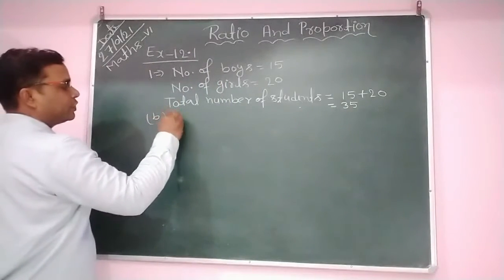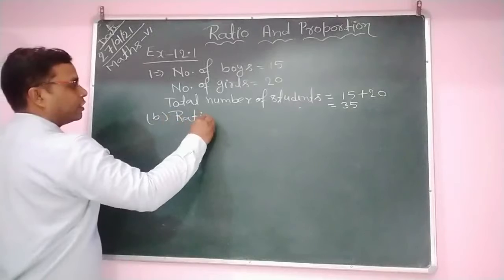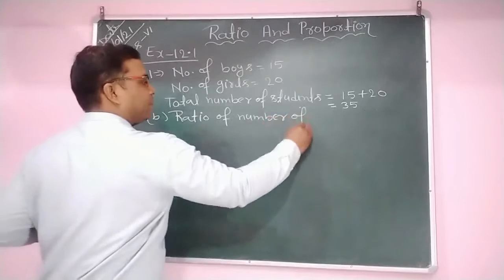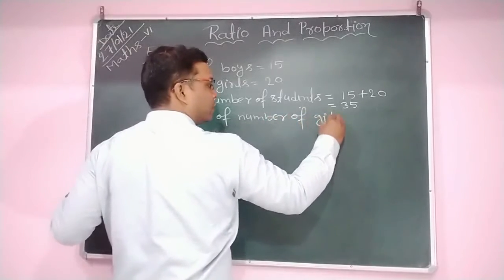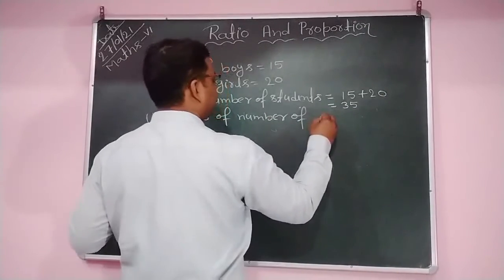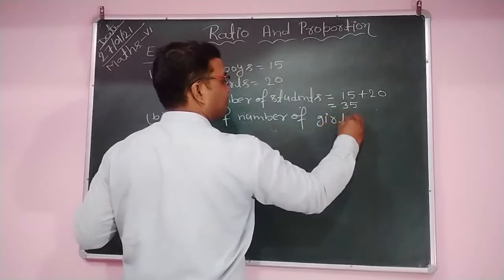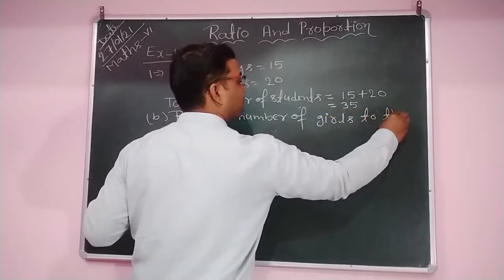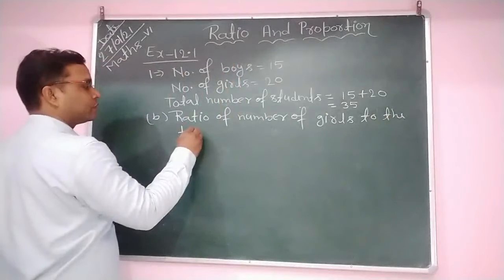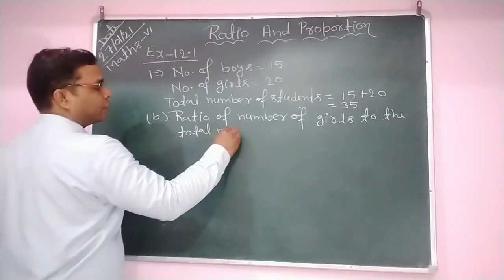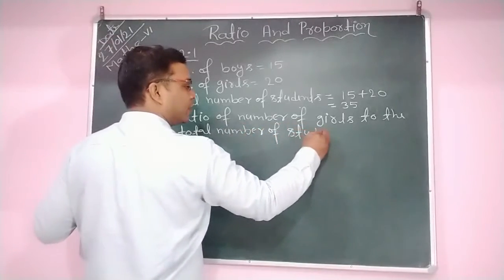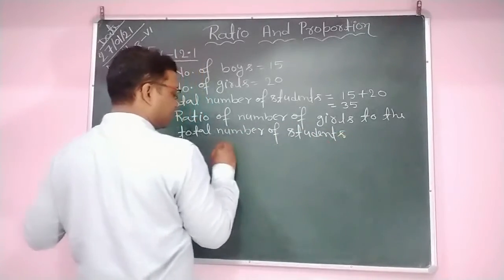We need to find a ratio of number of girls to the total number of students in the class. This is equal to what?